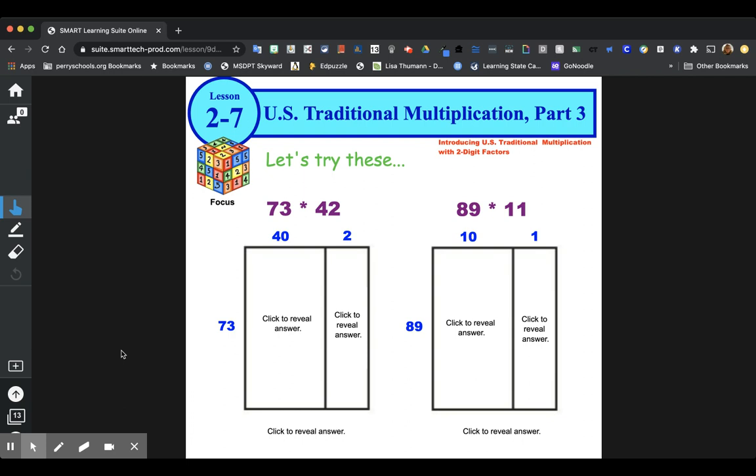So let's try these. I want you to do them as area models. First, I want you to try 73 times 42 and 89 times 11. Pause your video and then come back and check your work.